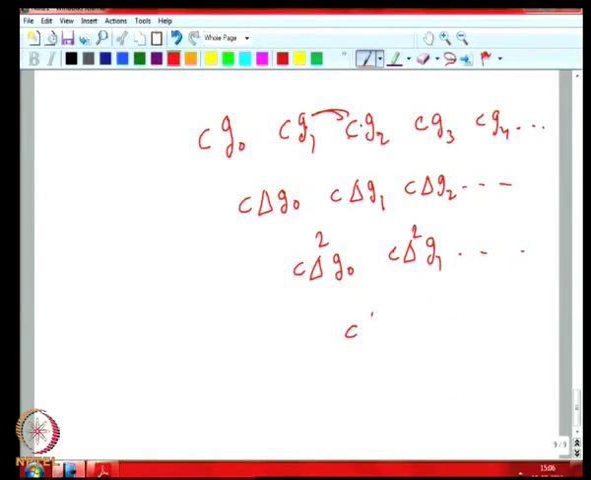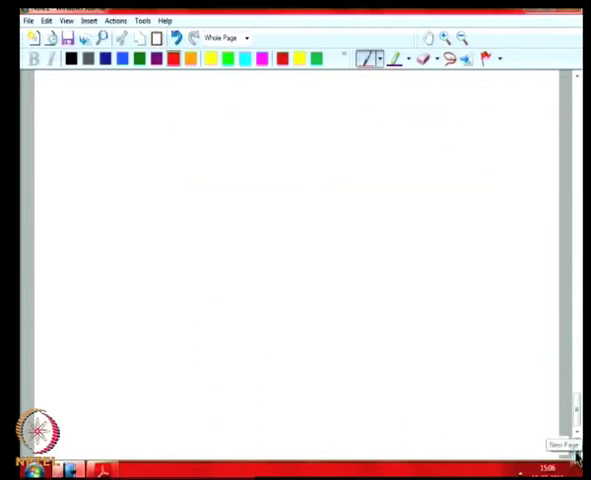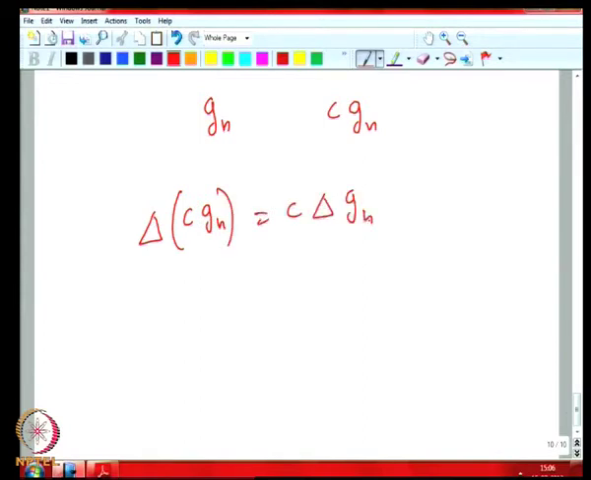This is C into delta cube of G0 and so on, from which you can easily see that if Gn is a sequence and C Gn is the new sequence, then delta of C Gn is going to be C times delta of Gn, and actually we can extend it to delta p of C times Gn is equal to C times delta p of Gn.